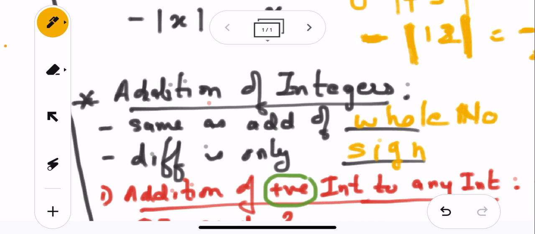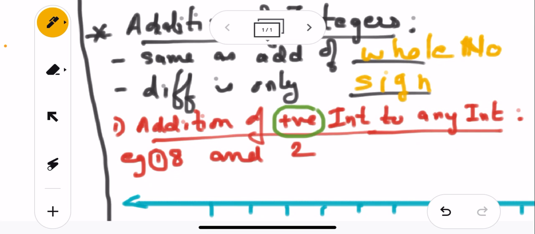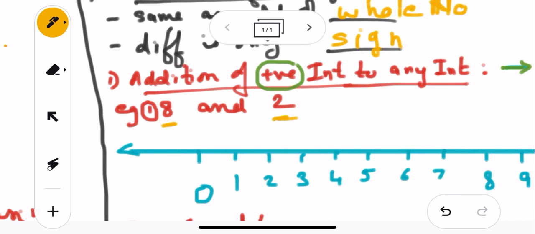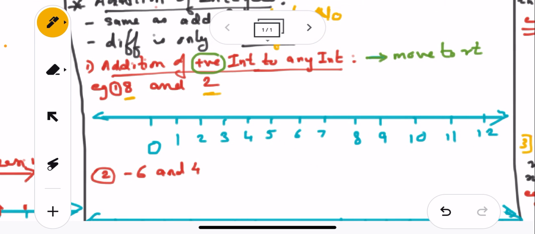Now let us see a few examples. Here, addition of a positive integer to any integer. Here 8 is a positive integer, and the other can be either positive or negative. So let us see how you will do this. First, you will draw a number line like this. You will mark 0, 1, 2, 3, 4, 5, 6, 7, 8 on this number line. Both the numbers are positive, so you don't need to write the negative numbers on this side.